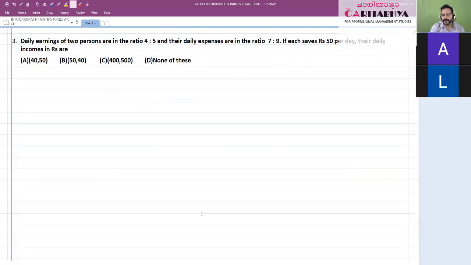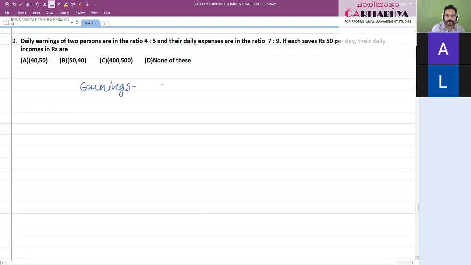Daily earnings of two persons are in the ratio 4 is to 5, and their daily expenses are in the ratio 7 is to 9. If each saves rupees 150 per day, their daily incomes in rupees are.